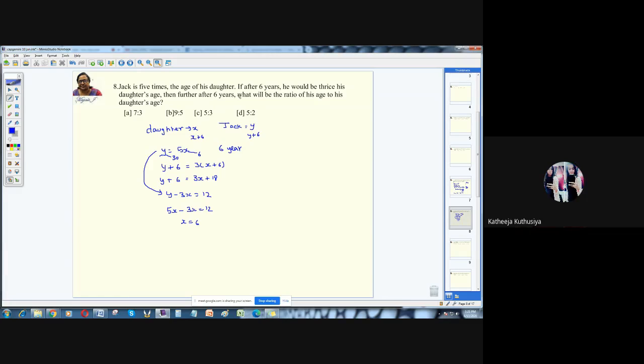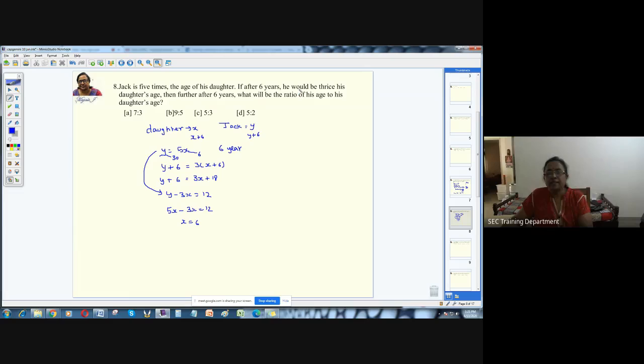No, ma'am, there is one more statement given: after 6 years he would be thrice his daughter's age, then further after 6 years, what will be the ratio? Oh, I'm sorry. This is a condition we have taken. So now you know that father is 30 and daughter is 6. They're asking for the ratio after 6 more years. After 6 years, father will be 36 and daughter will be 12. So what is the ratio?